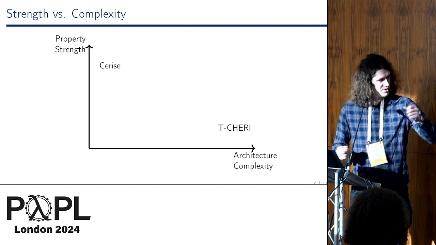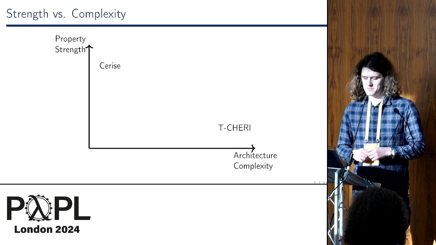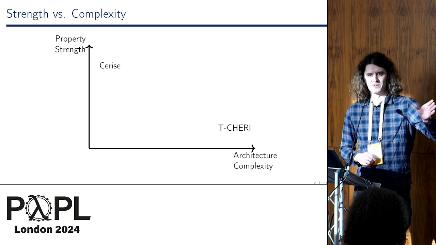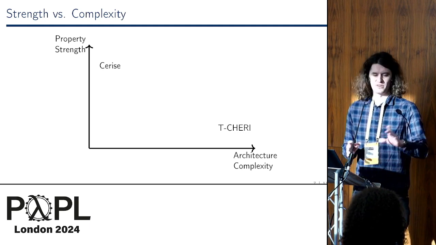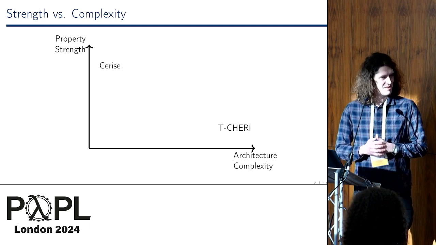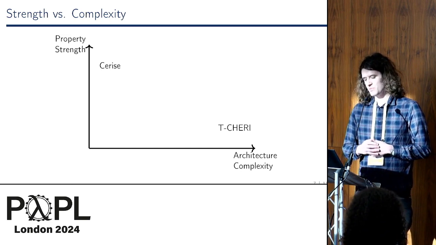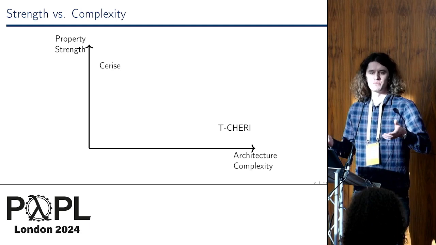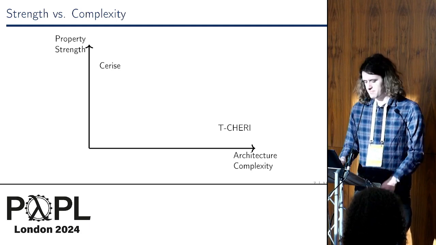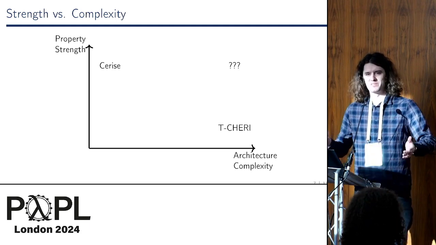So we have these two points on the spectrum. Cerise deals with a very simple architecture, but you get a very, very nice property. And we have the T-cherry properties, which are a name that I think has never been widely disseminated for Thomas's work, which deal with full-scale Morello, but you get a much weaker property. And the question, of course, is, can we have both?